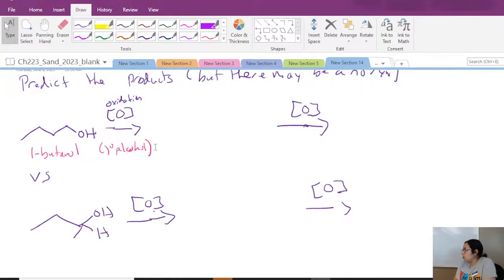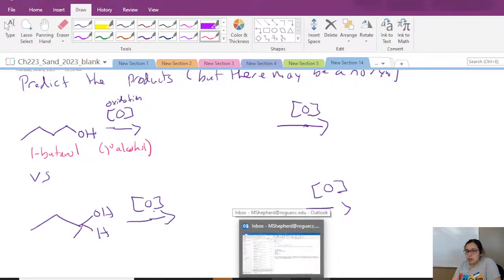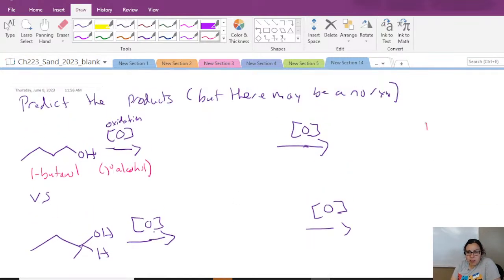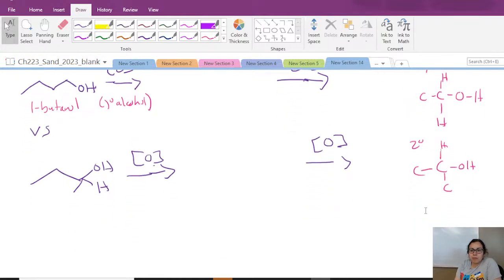Do we remember what primary, tertiary, and secondary mean? Remember, a primary alcohol just means that your alcohol is attached to a carbon that's only attached to one other carbon, and that means it's attached to 2 hydrogens. A secondary alcohol is attached to a carbon that's attached to 2 carbons and only 1 hydrogen. And a tertiary alcohol is connected to all carbons, so no hydrogens.